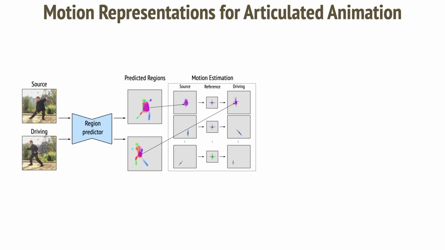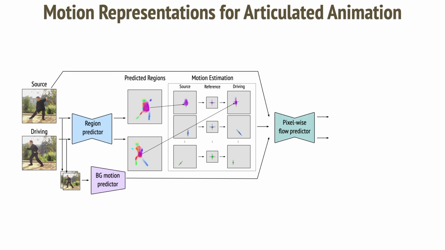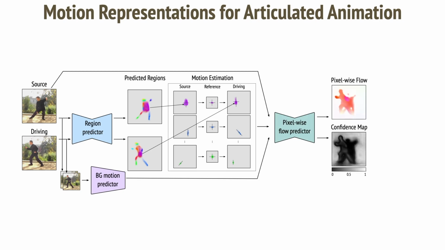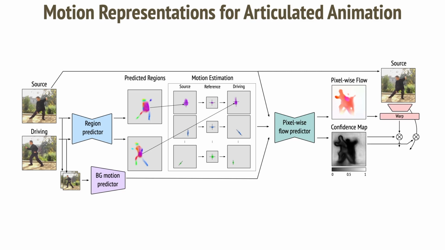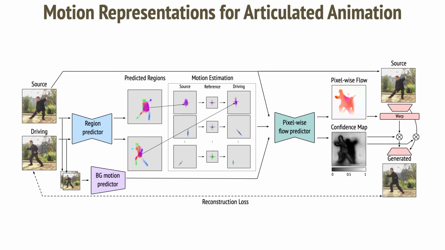To force the region predictor to focus only on the object and free up some capacity of the network, we separately predict the affine motion in the background using the background motion predictor network. Then, the pixel-wise flow predictor combines all this information and generates pixel-wise flow and a confidence map. The source image is then encoded with features warped according to the predicted pixel-wise flow information and multiplied by the confidence map to force inpainting in the regions of low confidence. The resulting feature map is then rendered using a decoder network. The whole pipeline is trained using the reconstruction loss only, and doesn't require any other supervision.